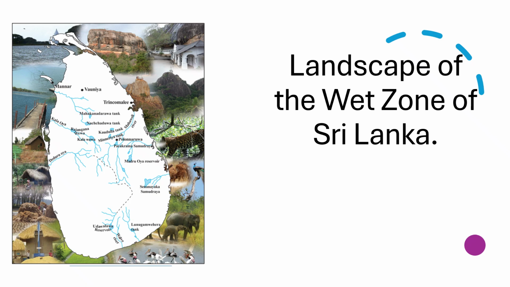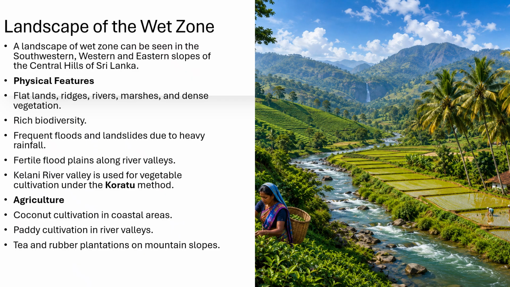Now we can learn about the landscape of the wet zone of Sri Lanka. Landscape of the wet zone. A landscape of a wet zone can be seen in the southwestern, western, and eastern slopes of the central hills of Sri Lanka. Physical features: flatlands, ridges, rivers, marshes, dense vegetation, rich biodiversity, frequent floods and landslides due to heavy rainfall, and fertile flood plains along river valleys.